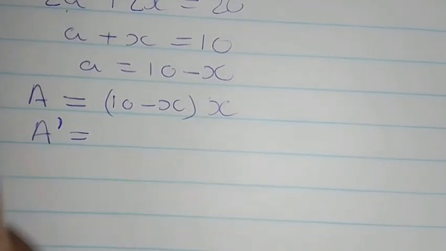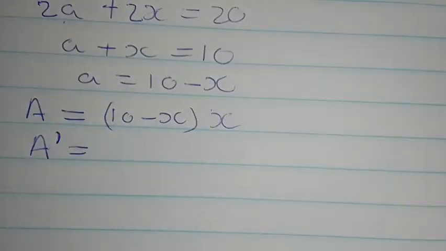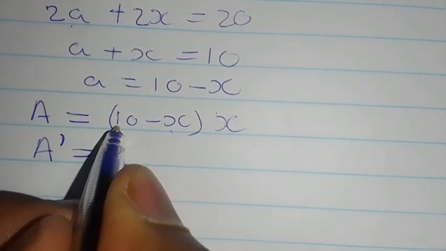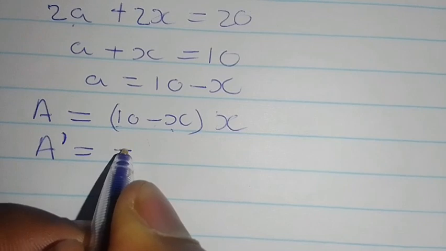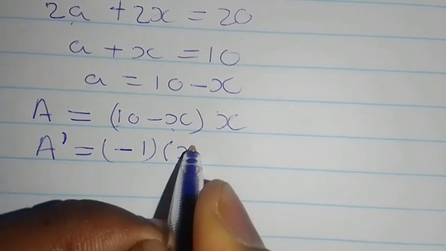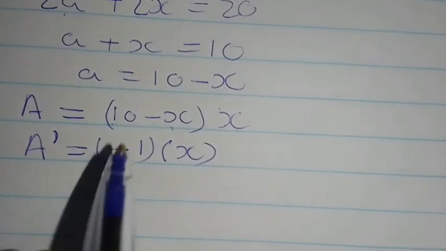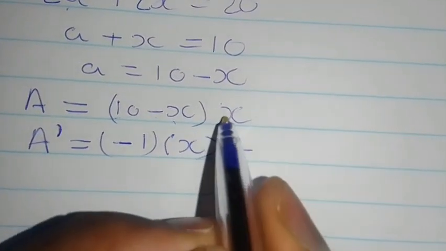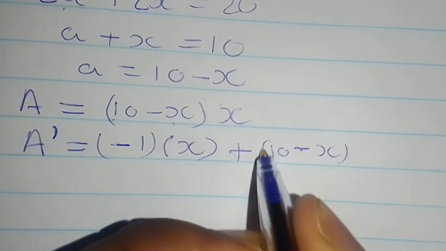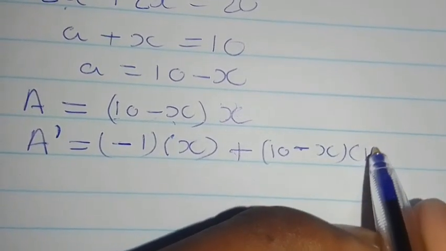So here it's just a matter of the product rule. So you're going to differentiate 10 minus x. You'll get the derivative to be minus 1. And then you multiply by the other function, which will just be x. Then you're going to add 10 minus x multiplied by the derivative of x, which will just be 1.